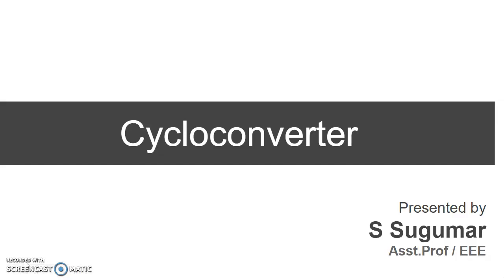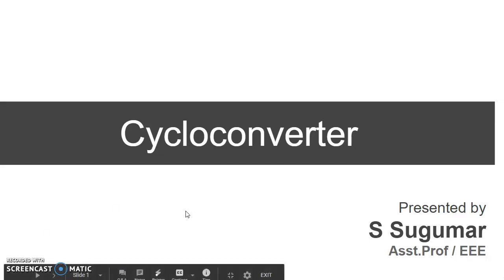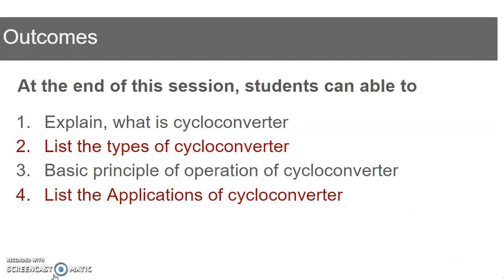Today we are going to discuss one of the important converters known as the cycloconverter. Outcomes: at the end of this session, students will be able to explain what a cycloconverter is, list the types of cycloconverter, describe the basic principle of operation of a cycloconverter, and finally list the applications of cycloconverter.